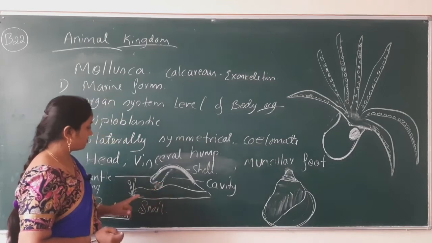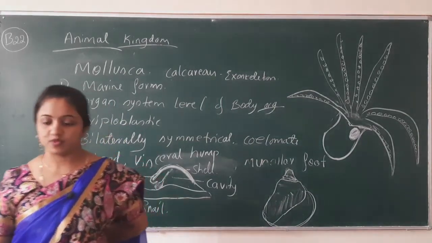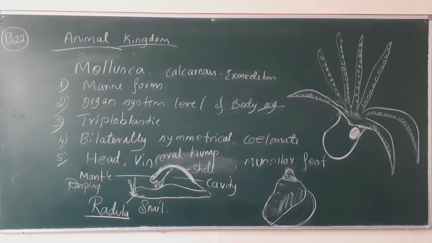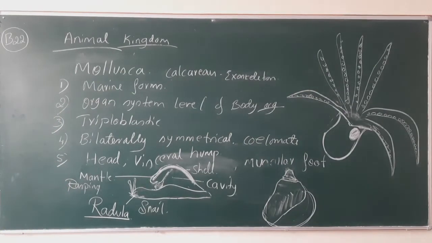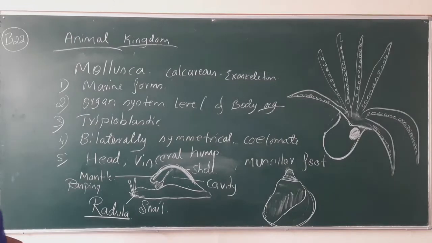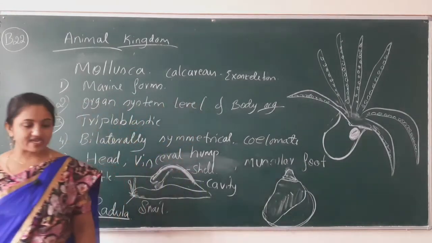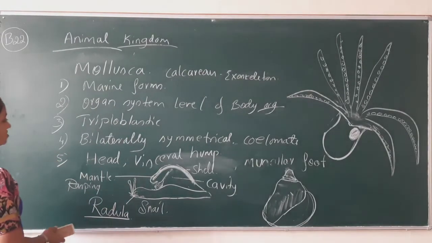Okay, so this is the muscular foot. And then, sexes are separate. These are known as dioecious organisms. Let me write that also. And these are oviparous, and development is indirect. Shall I erase this?